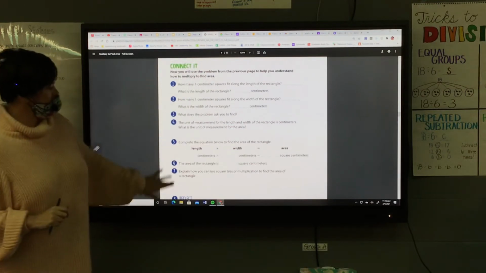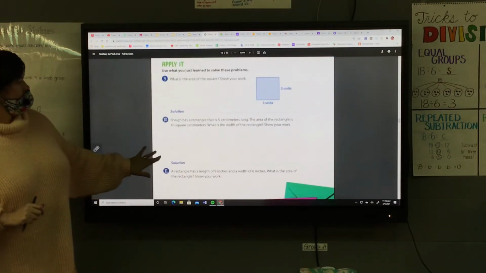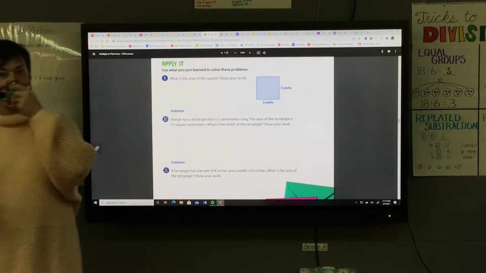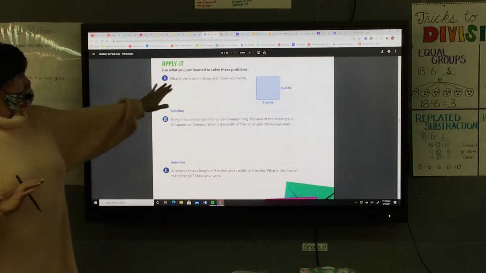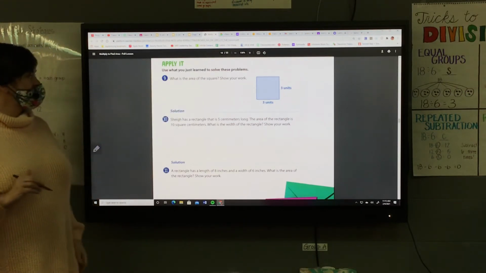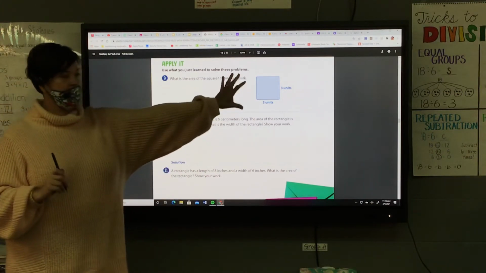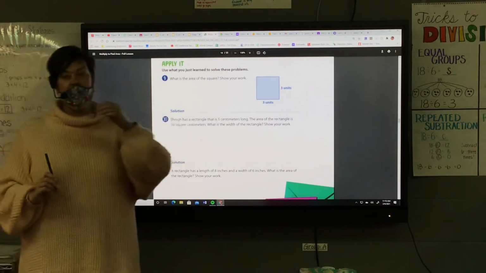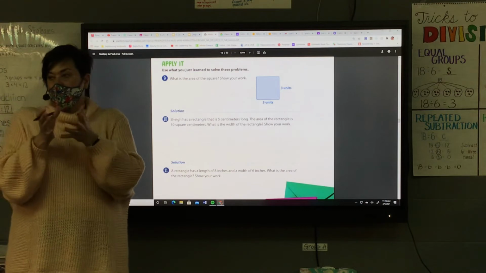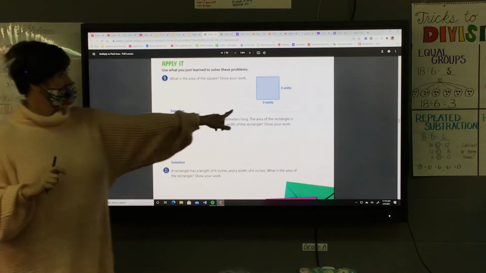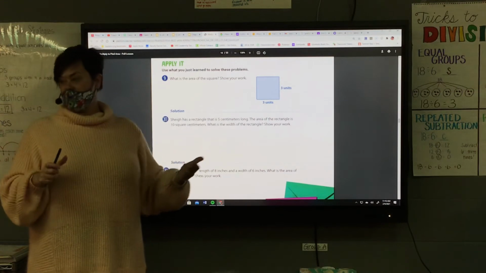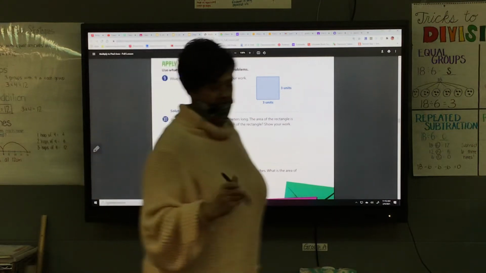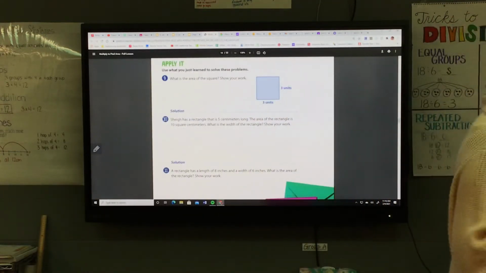We're going to skip this. Let's go on to that next page where it says apply it. Problem 9. What is the area of the square? However you need to solve this, show me what it would be. Now, what is our unit that we're measuring in this time? Right, it's going to be square units, isn't it? Okay, so go ahead and show your work for how you would solve to find the area of the square.